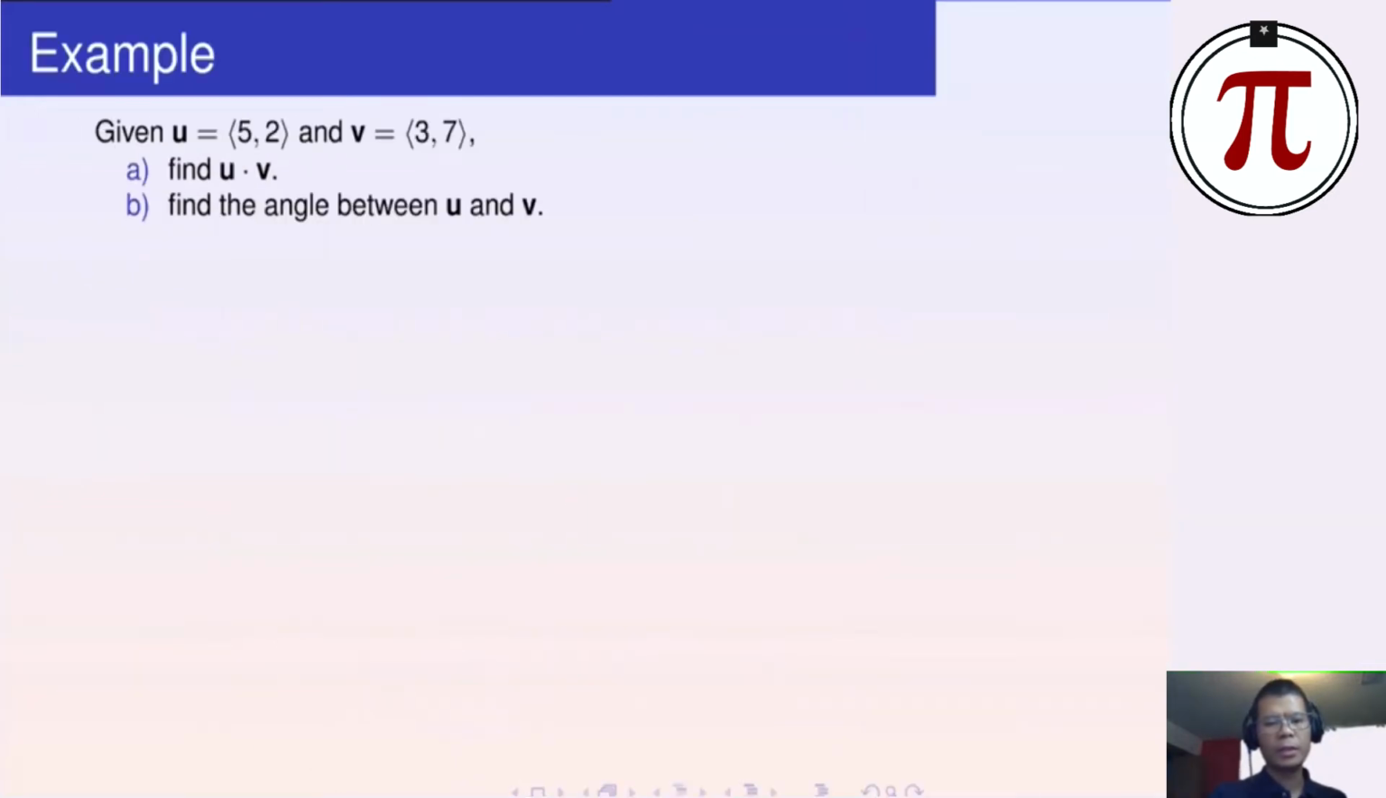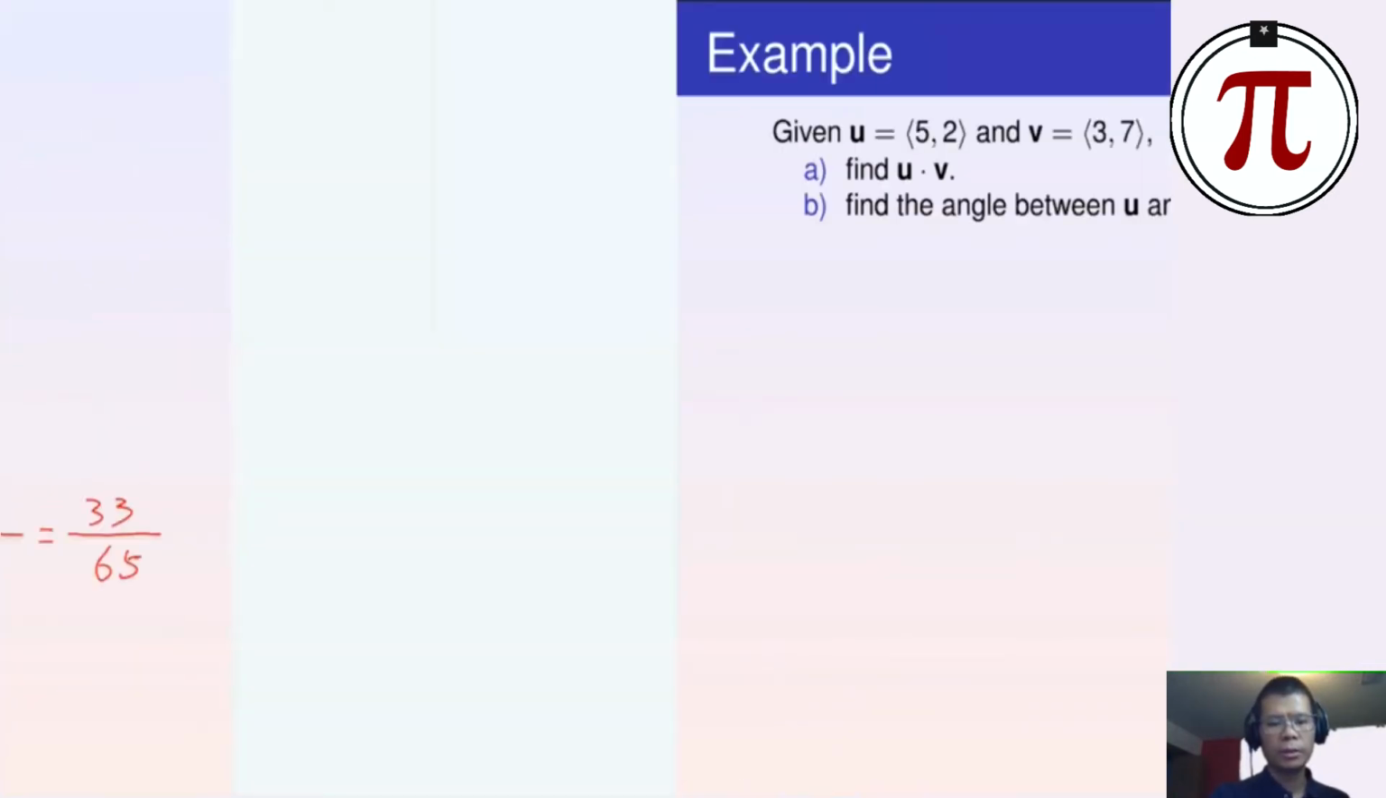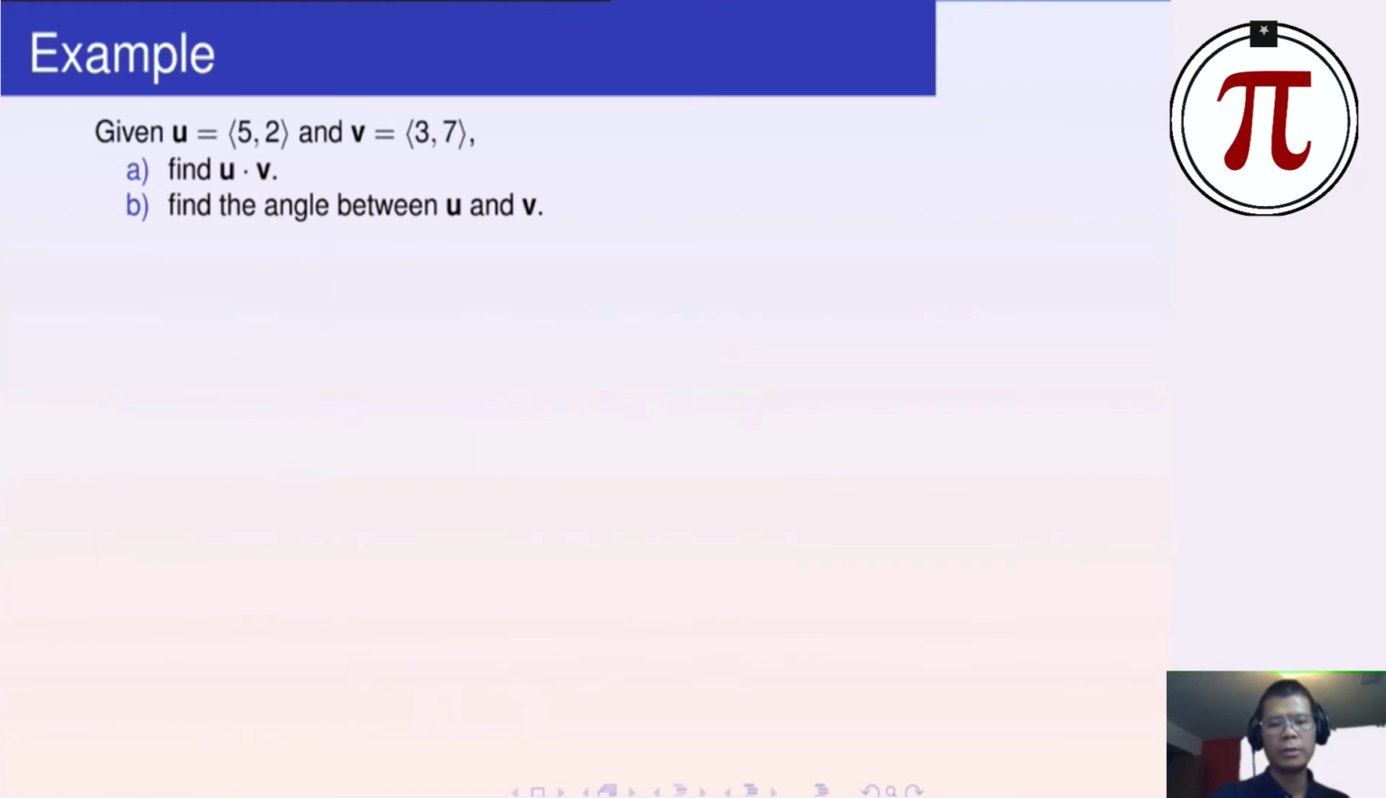Now consider, oh, this is 37. Well, this is a similar question. All right, Joshua, can you read for us, please? Given u equals 5, 2, and v equals 3, 7, find u times v, and find the angle between u and v.